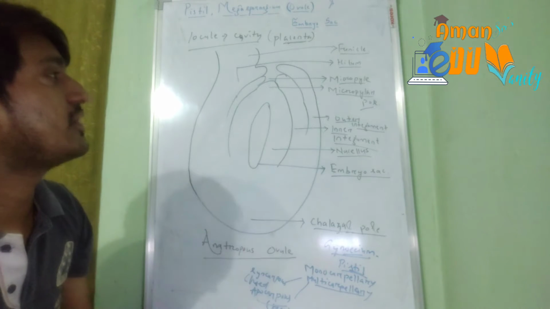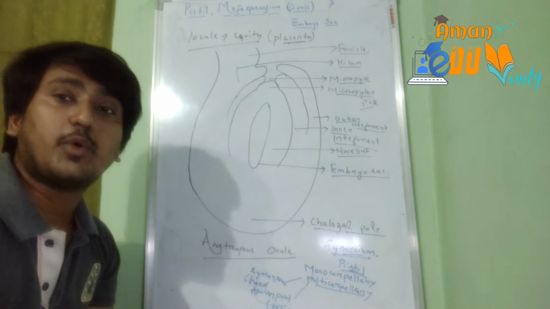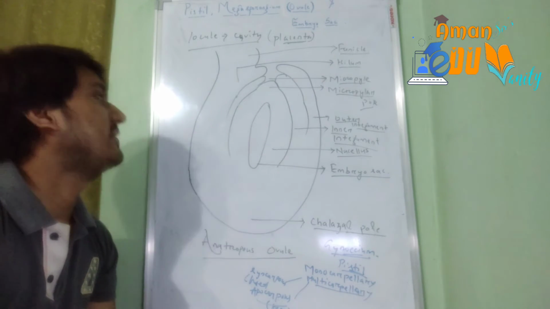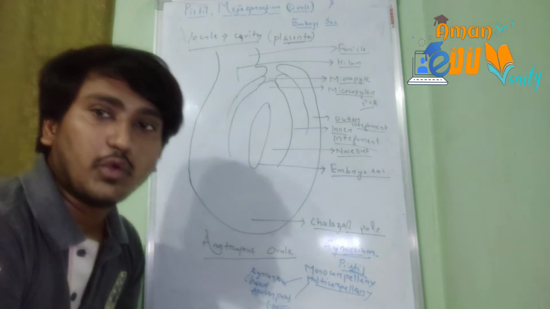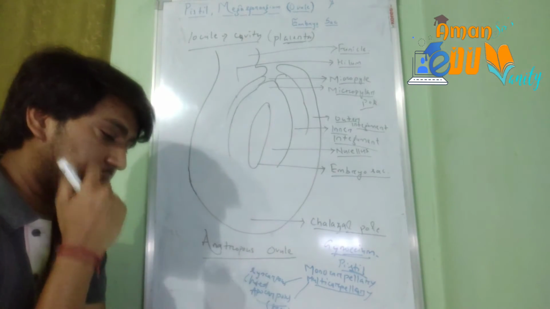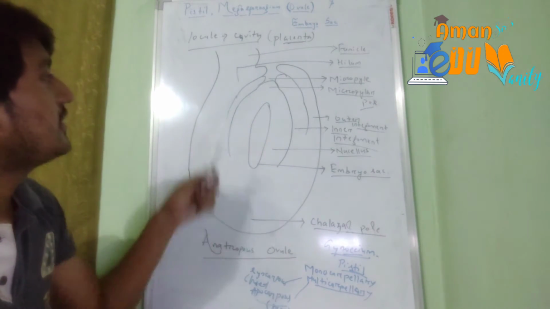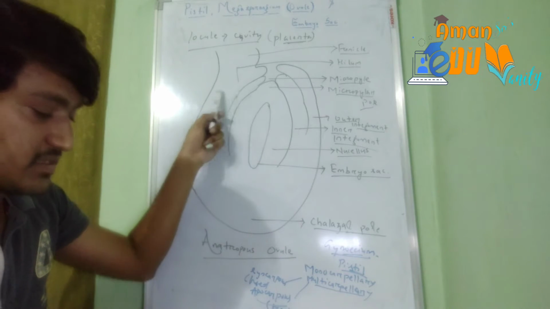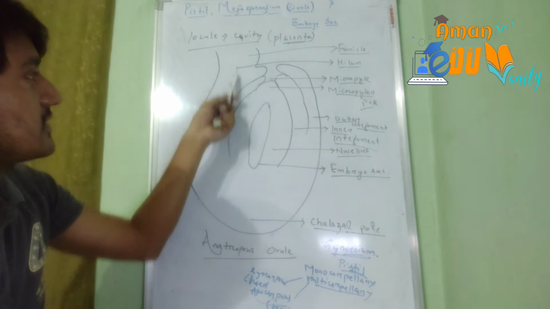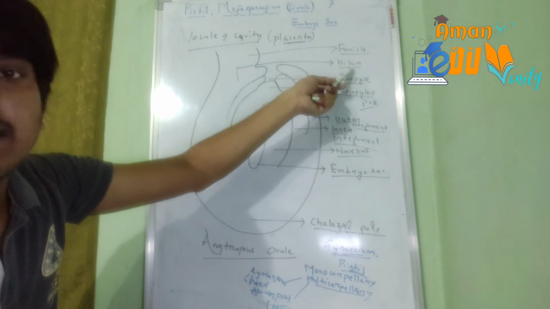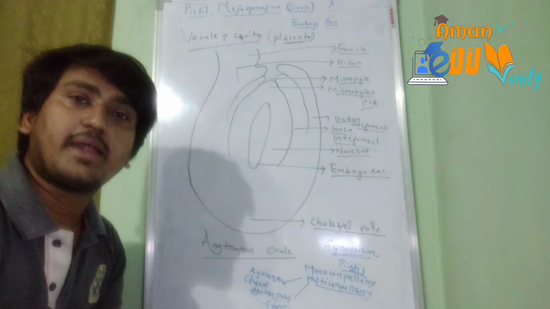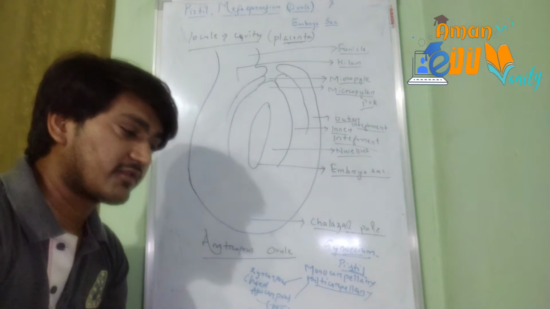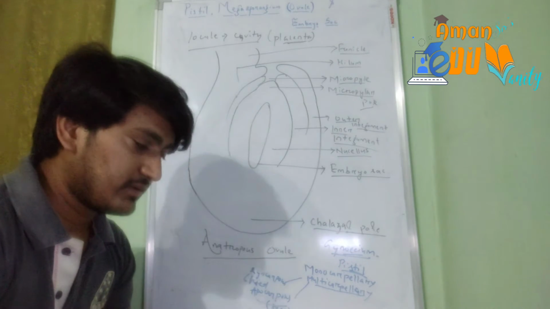The micropylar pole is that part from which the pollen tube, which carries the male gametes, enters into the ovule. Okay, and there is a point at which the body of the ovule is attached to the funiculus. That point is called the hilum. The hilum is that point from where the ovule is attached with the funicle.